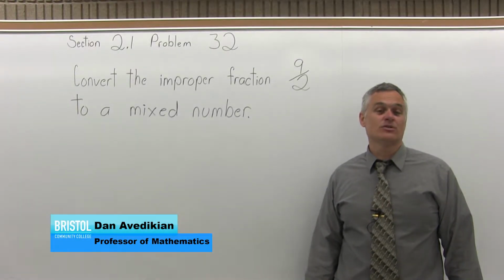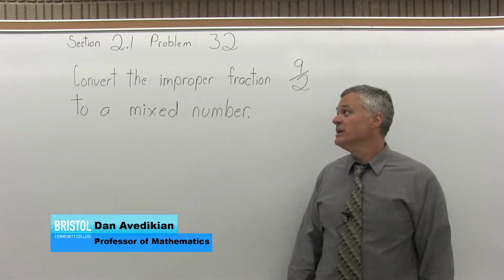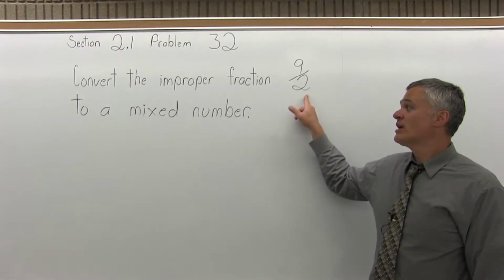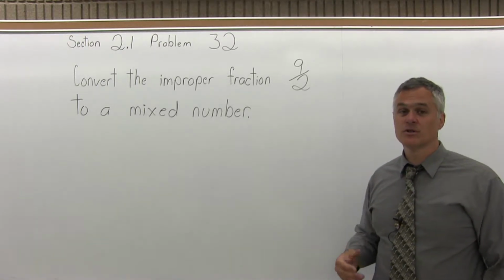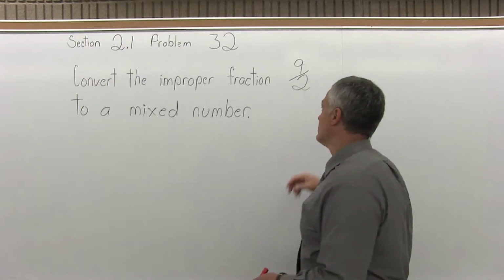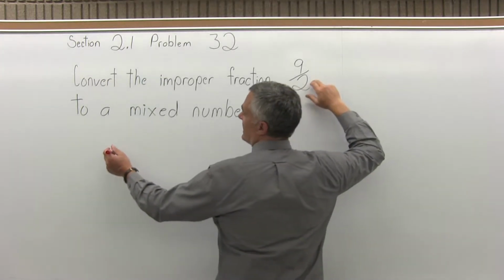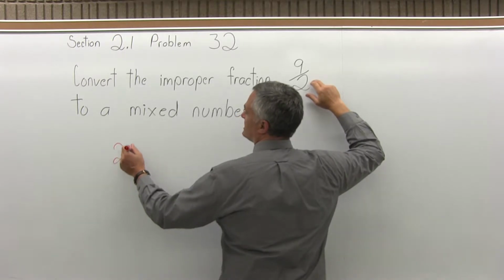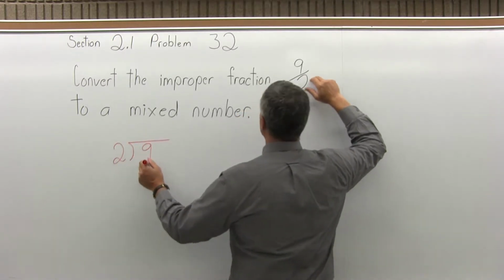This is Section 2.1, Problem 32. It says convert the improper fraction 9 over 2 to a mixed number. So in other words, a number with a fraction. To do that conversion, we divide the denominator, which is 2 in this problem, into the numerator, which for this problem is 9.